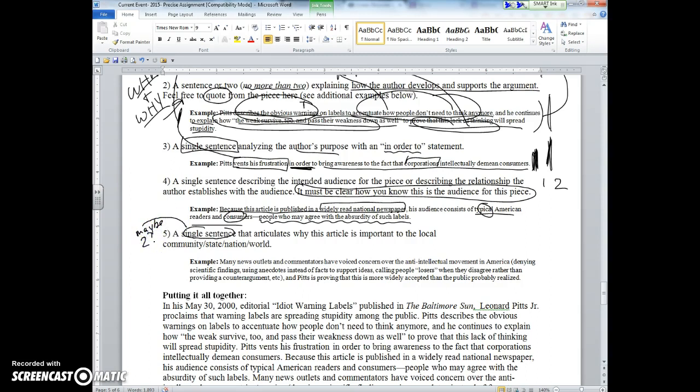I'm okay with that. You need to articulate why this article is important to the local community, state, nation, and/or world. And this is the one that typically tends to trip students up. They find an article and they're like, Miss Haynes, is this a good article? I don't know if it's a good article. The only way I could identify if it's good or not is whether or not I can address this.